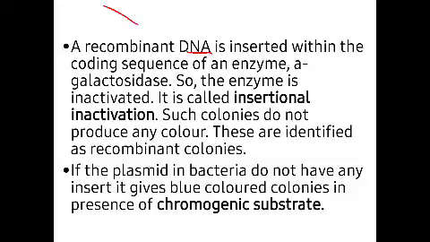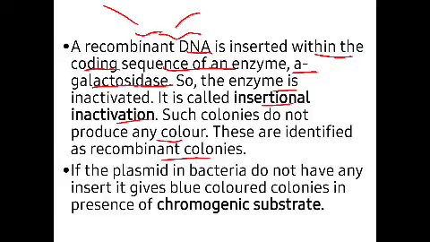The recombinant DNA is formed when two DNAs combine to make one new DNA. Here the foreign DNA is inserted within the coding sequence of an enzyme, beta-galactosidase. The coding sequence is the functional sequence from which something gets synthesized. When this recombinant gene is inserted, the enzyme is inactivated. This is called insertional inactivation. Such colonies do not produce any color, and these are identified as recombinant colonies.